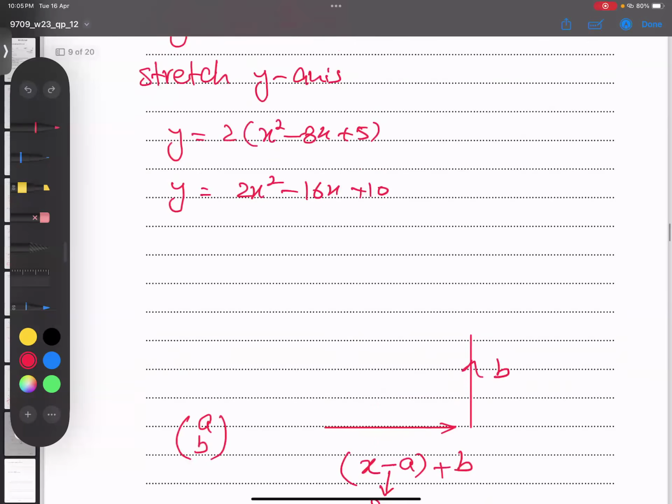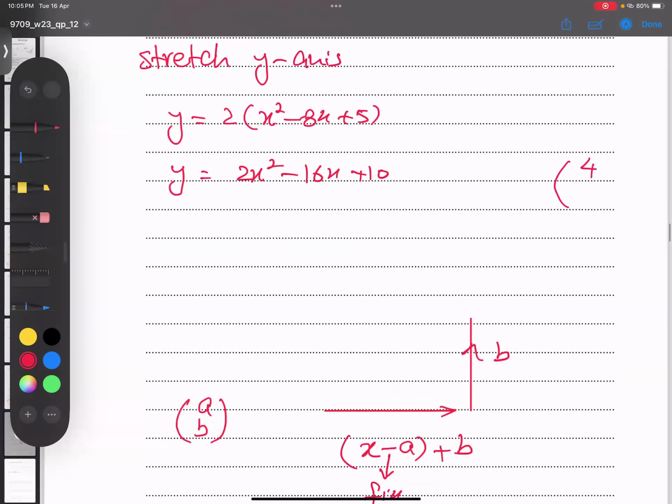So in this sense, if I want to do (4, 1), students, what will I do? Every x, this power 2 remains the same, minus 16 times x and plus 10. Now this 4, because of translation, I am writing in a blue color so you can understand: x minus 4, and this 1, I'm writing here plus 1. I believe you got my point.